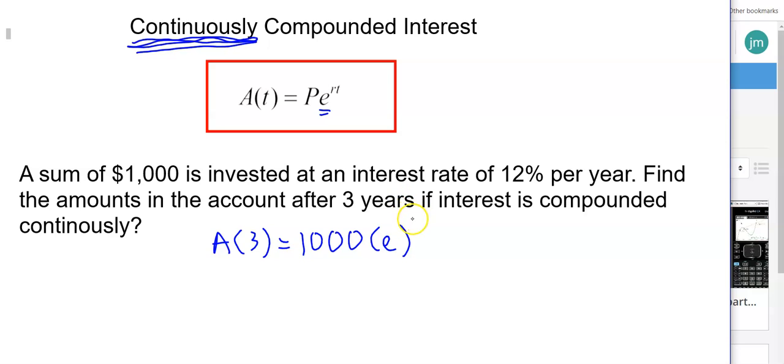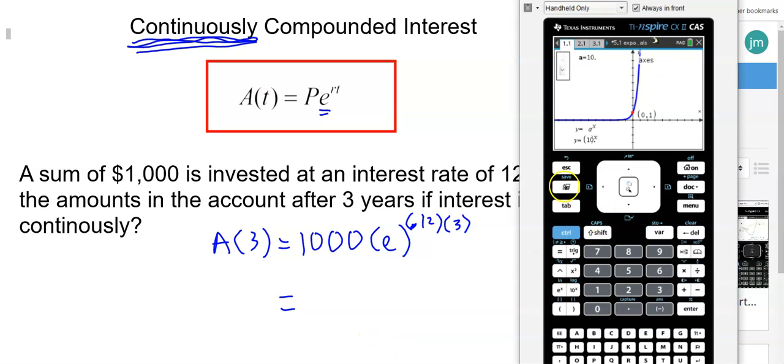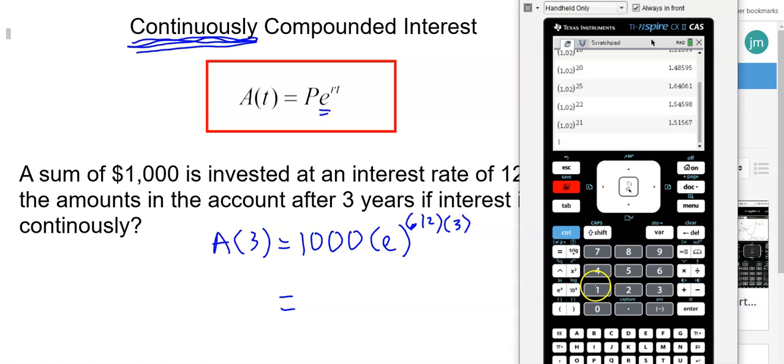To the rt, so r is always written as a decimal, 0.12, times time, which is time in years, which is 3. So you type that into your calculator. Get your calculator out, and we're going to go 1,000 times. You see this e to the x button right there? If you click that one, e to the power of 0.12 times 3, right? The exponent is 0.12 times 3, rate times time. So e is just a number, 2.7. So calculate, give us an answer.